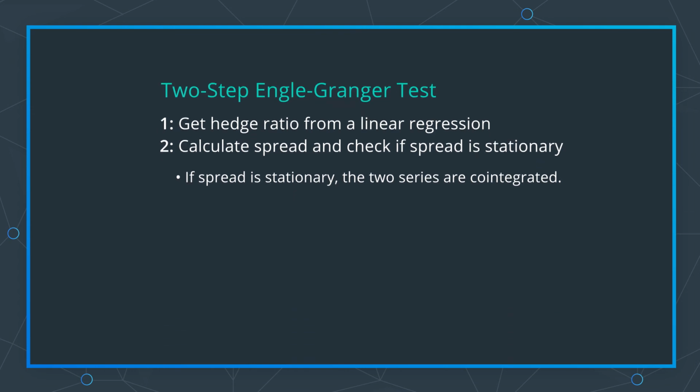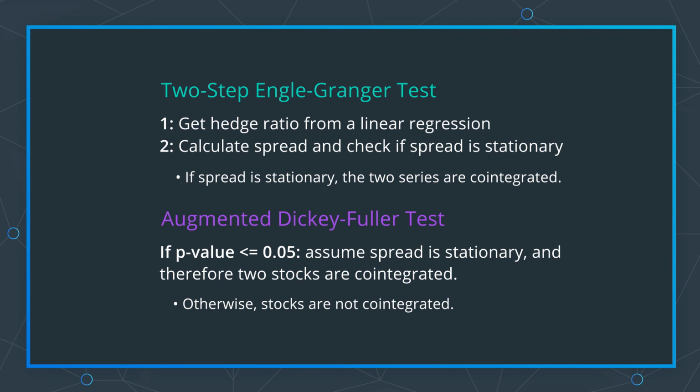To check if the spread is stationary, we use the augmented Dickey-Fuller test. The augmented Dickey-Fuller test outputs a p-value. If the p-value is small, say 0.05 or less, then we can assume that the spread is stationary. Therefore, we can assume that the two are co-integrated.